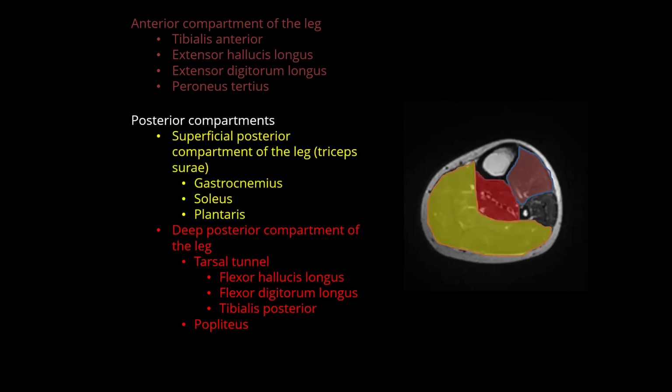Then we have posterior compartment, which is again divided into two parts, superficial and deep posterior compartment. In superficial posterior compartment, we have triceps surae, that is gastrocnemius, soleus, and plantaris muscle. In deep posterior compartment of leg, we have muscles which traverse in the tarsal tunnel, that is flexor hallucis longus, flexor digitorum longus, and tibialis posterior. And we have popliteus in the region of popliteal fossa. So all these muscles form the posterior compartment. Then we have lateral compartment of the leg, which has two muscles, peroneus longus and peroneus brevis.